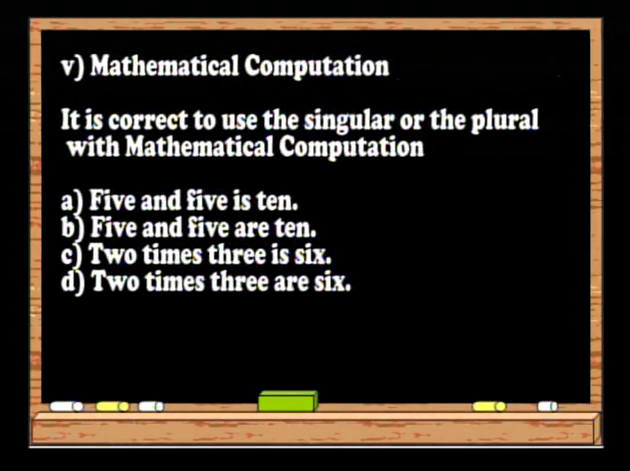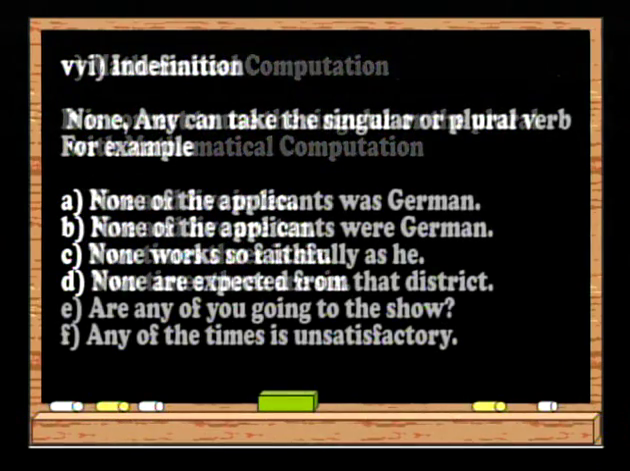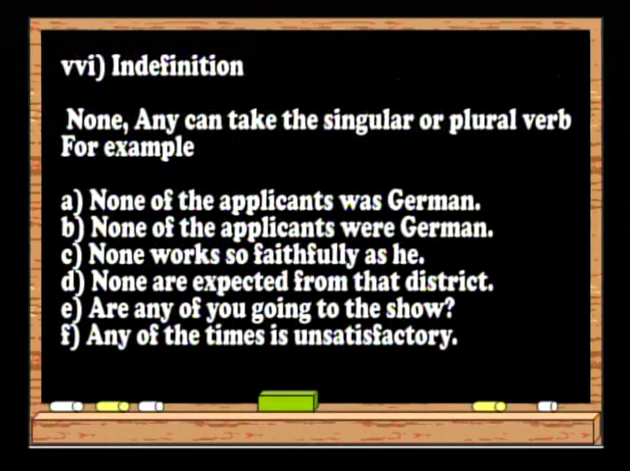Mathematical computation. It is correct to use the singular or the plural with mathematical computation. For example, 5 and 5 is 10. 5 and 5 are 10. 2 times 3 is 6. 2 times 3 are 6. Indefinite pronouns. None or any can take the singular or plural verb. For example, none of the applicants were German. None of the applicants was German.